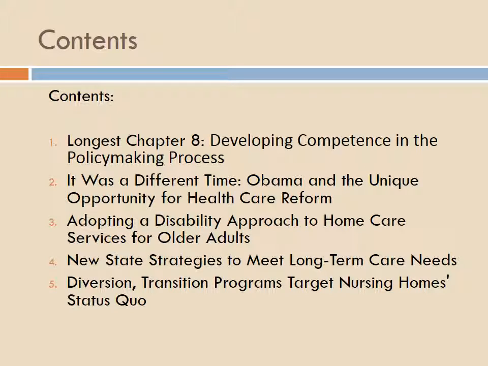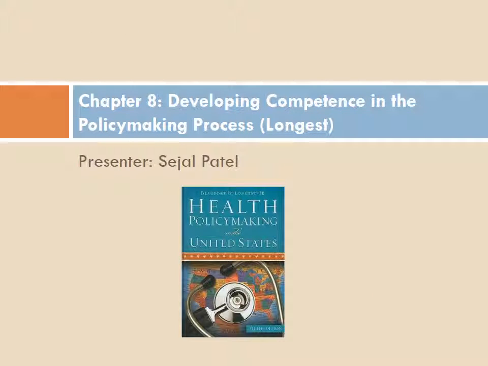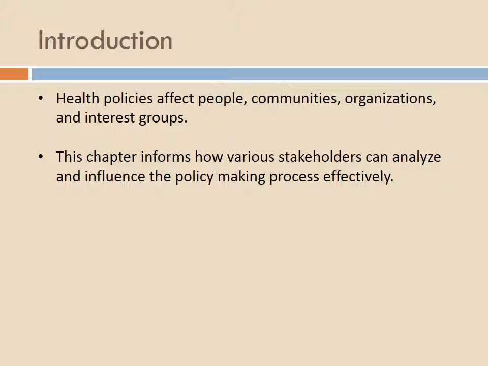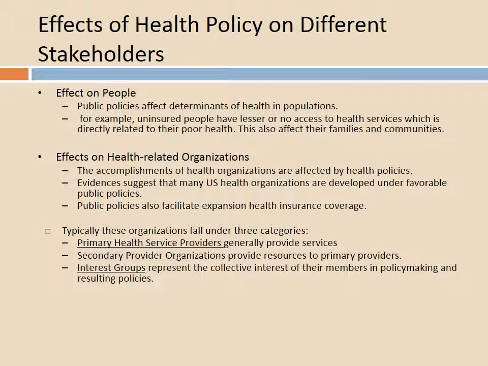This module has 5 components and I'm presenting the first component, which is Longest chapter 8. This chapter focuses on developing competence in the policy-making process. As we all know, health policies affect people, communities, organizations, and various interest groups. This chapter informs how various stakeholders can analyze and influence the policy-making process effectively.